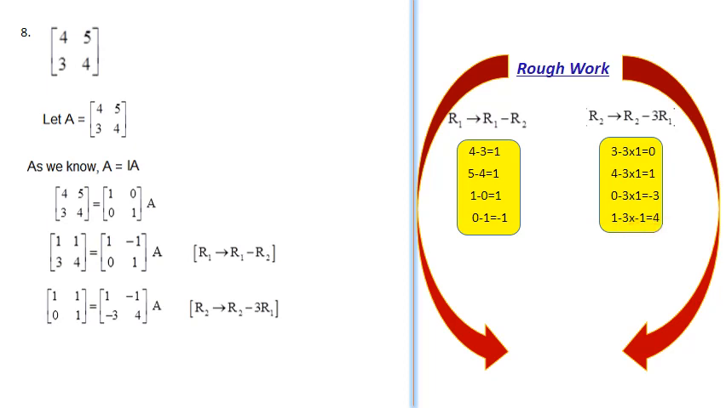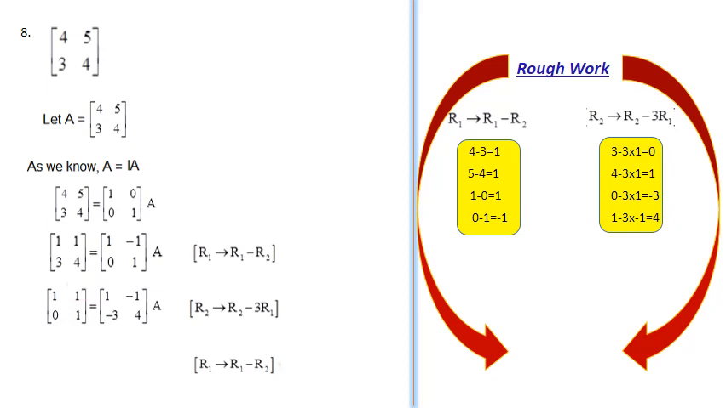So the matrix becomes: first row remains the same, 1 1. 3 4 changes to 0 1. And in the first row 1 minus 1 remains the same, and 0 1 changes to minus 3 and 4, into A. So here I changed to 1 0, and the next entry became 1 automatically, and I have to change this number now to 0.